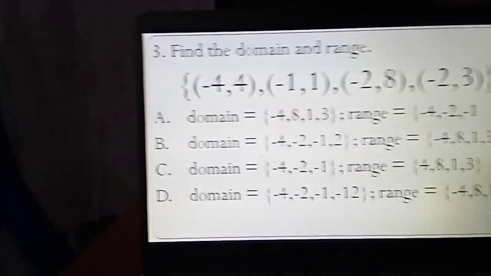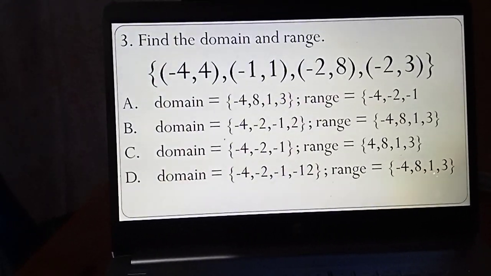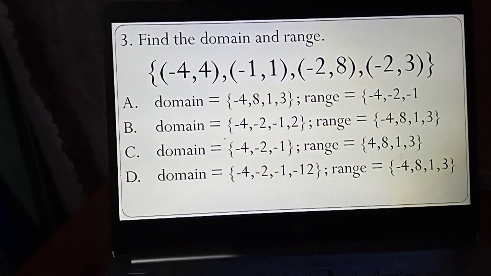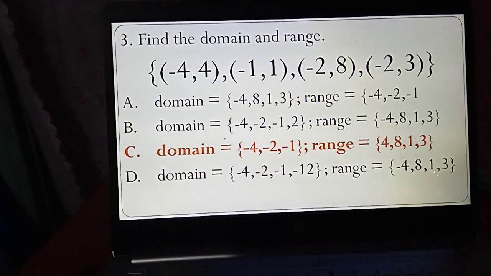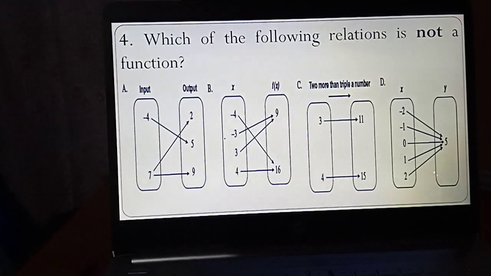For letter C, for the domain, -4, -2, and -1. So that is the domain of that set of ordered pairs. And for the range, that is 4, 1, 8, and 3. So the choice here is letter C. Okay, that is the answer. Let us try to see. Okay, letter C. For number 4.